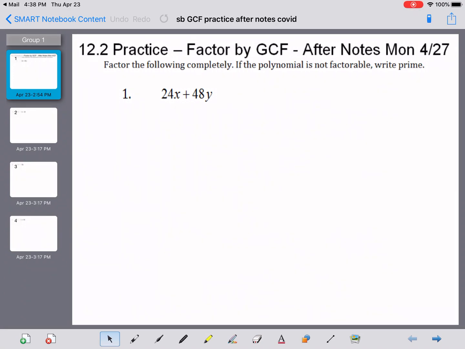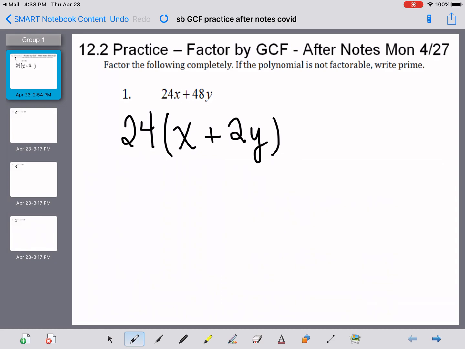Factor the following completely. If the polynomial is not factorable, write prime. So when we look at this first one here, we need to look for the biggest number that divides into both 24 and 48. Sometimes you need a calculator on these, but hopefully you recognize that 24 divides into both 24 and 48 evenly. There's no common variable, so when we factor this out, 24x divided by 24 is x, and 48 divided by 24 is 2. Don't forget to put in the y.